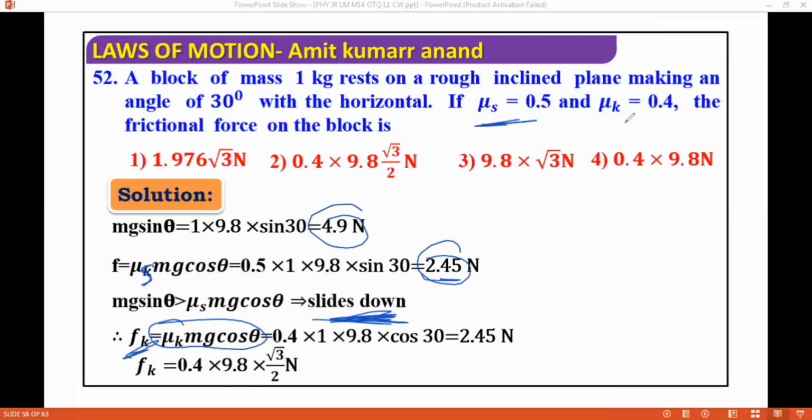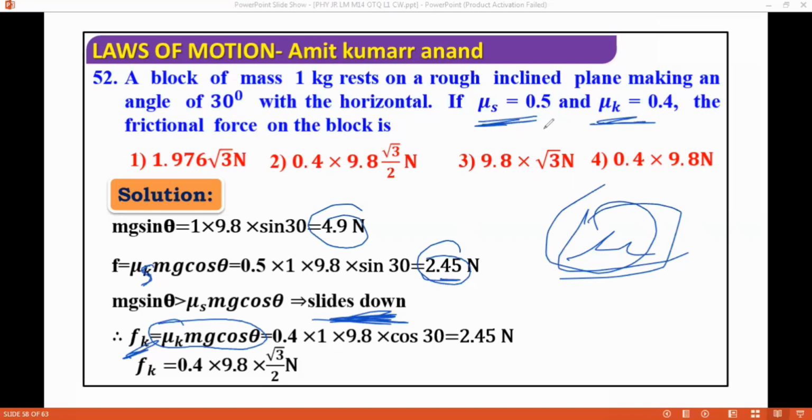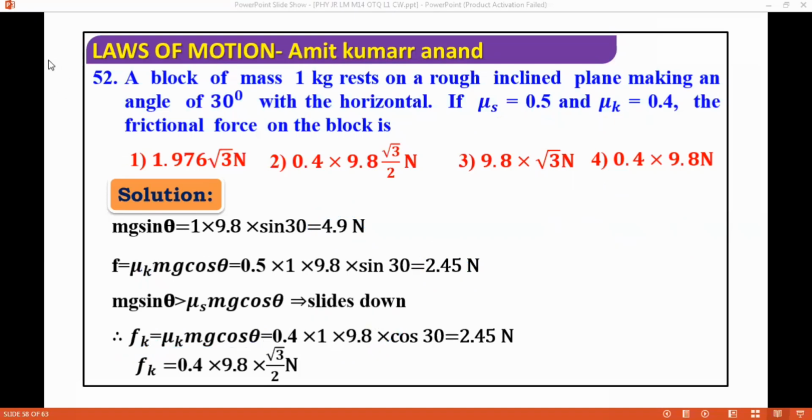The question is playing with you on μs and μk, so be careful. If the question mentions only μ, then you can go directly, no issue. But if the question mentions μs and μk, then you need to check the limit and then accordingly take a step. Once you solve these, you can get the answers easily. I'm showing you the answer key for this question.